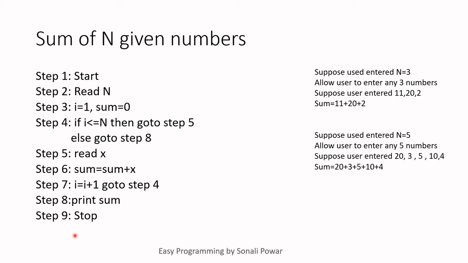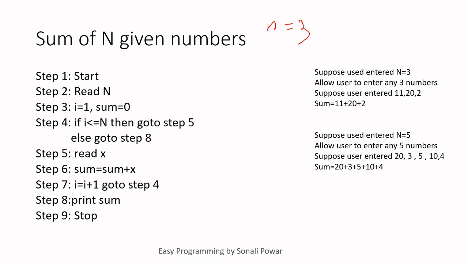Now first you have to ask the user how many numbers you want to add. So what is the logic behind that? Suppose the user said I want to add three numbers. So take one variable n, which will store how many numbers the user wants to add. Suppose n is equal to 3, it means the user wants to add three numbers.